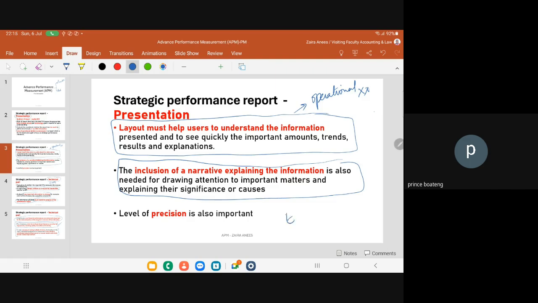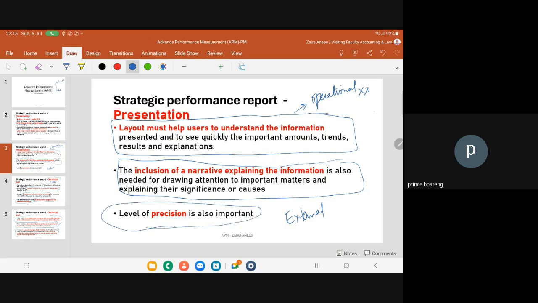External information is extremely important. If you are writing any report, external information is important. You have to include whatever is going on in the industry and how you are measuring your performance. If your gross profit is 40%, you have to see what the gross profit of the industry is. If that's not given in the question, you have to highlight that industry external information is not even in the question, right? Level of precision is also important.